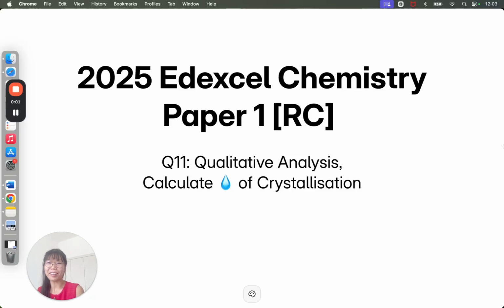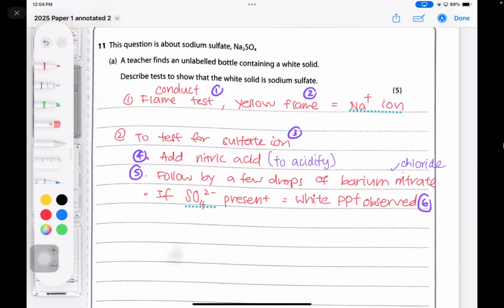Hi, we're going to do our last question, question 11, and it's also worth 11 marks. That basically means it's 10% of the entire paper. We're going to cover qualitative analysis, that basically is our test of ion, cation, flame test, as well as a little bit of calculation in terms of calculating water of crystallization. So 11 marks, let's dive in.